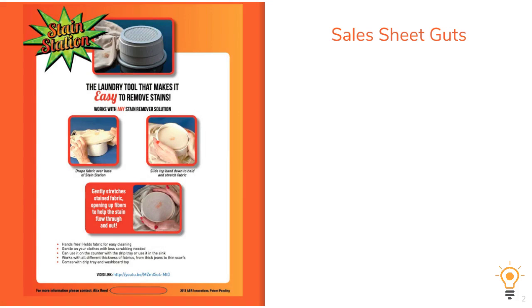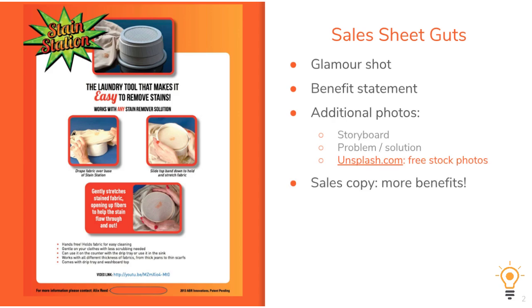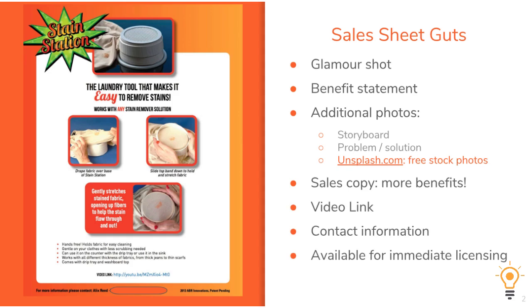First, let's look at the guts, the elements, what goes into a sales sheet. So, of course, you're going to have a glamour shot of your product, benefit statement, additional photographs, whether it's a storyboard, problem solution. And then, of course, you're going to be writing all the sales copy, which are basically more benefits. Video link if you have a video, contact information. You can put available for immediate licensing. And of course, patent pending if you filed a provisional patent application. So, as far as what goes into the sheet, you're going to be providing all of that.